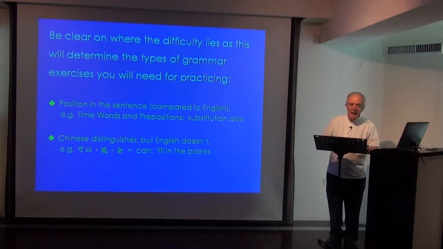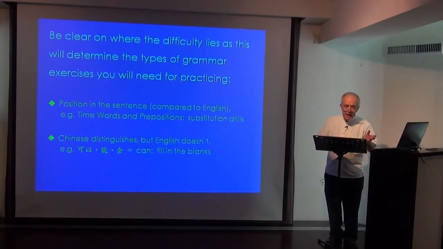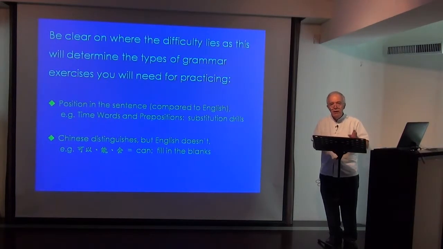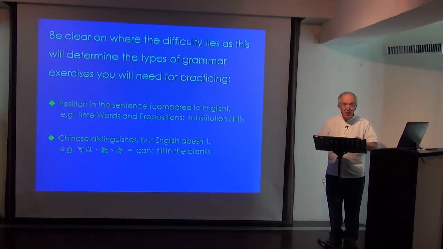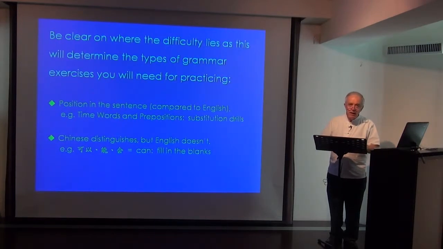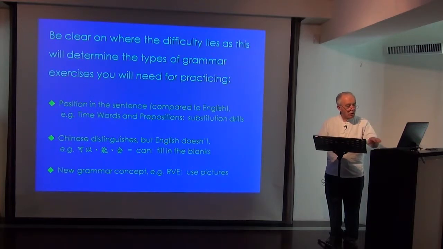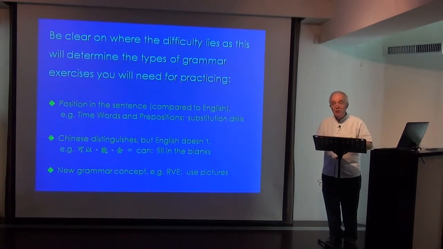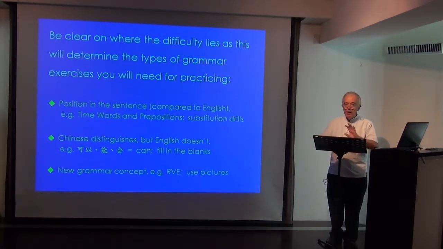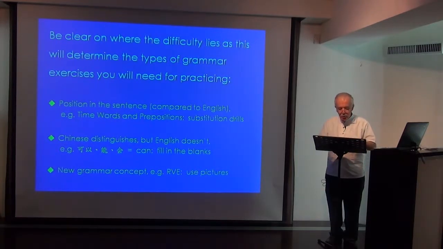However, if the difference is that Chinese distinguishes something but English doesn't, like 可以, 能, and 会 all mean can in English, or 在, 才, 就 can all mean then in English, then it's often helpful to have sentences where they fill in the blank with the correct word. And then if it's a new concept, such as resultative verb endings, then pictures are often helpful so they can see it being used.